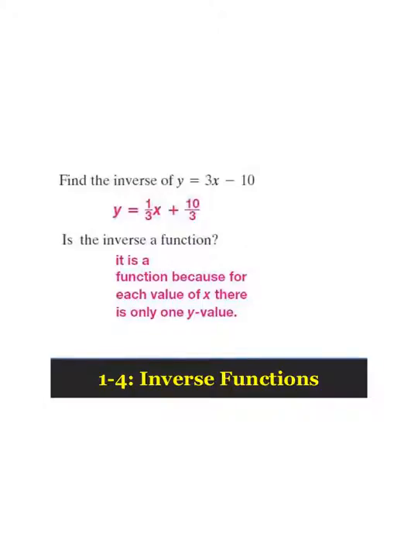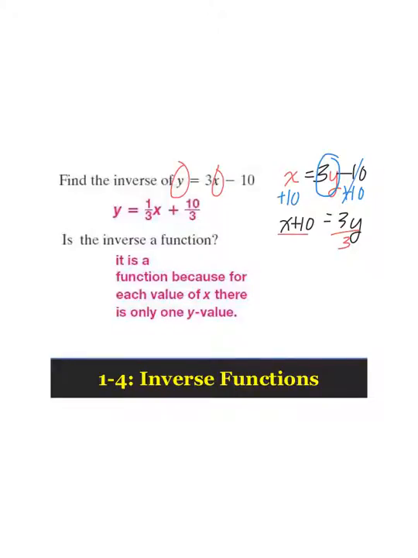Next question, find the inverse of y equals 3x minus 10. You can see the answer there, but let's go through it. I'm going to start off by swapping the y and the x. So I get x equals 3 times y minus 10. Then we're going to solve for y. There's your y term. We want to add 10 and add 10. So I get x plus 10 is equal to 3y. And then we want to divide by 3 and divide by 3.